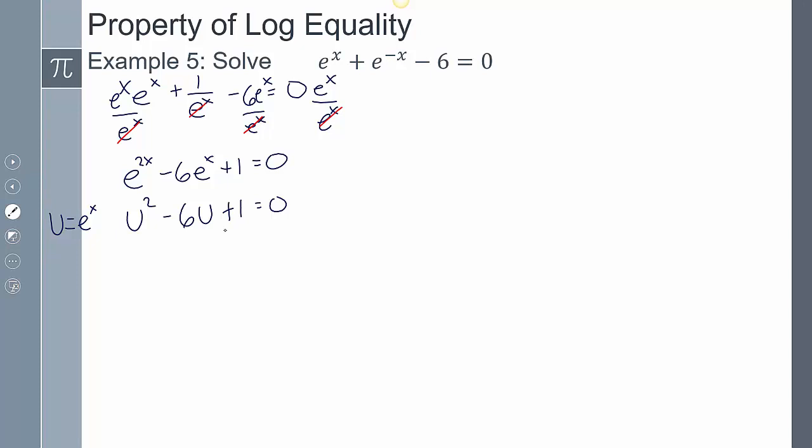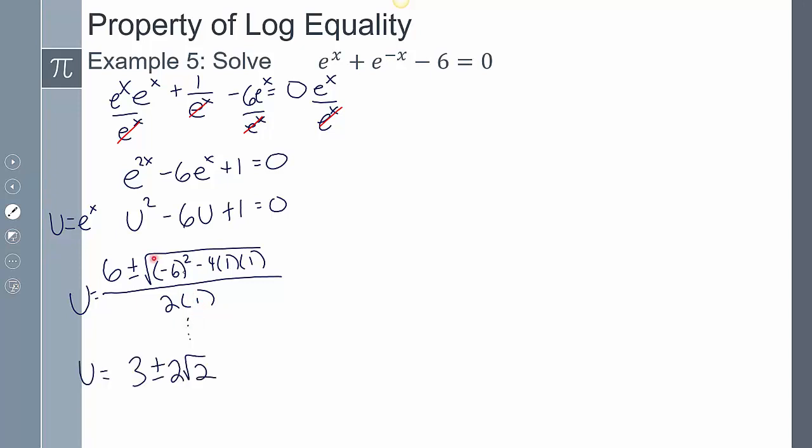Now sadly it doesn't factor. If it did factor, it'd be so much nicer, but it doesn't. So instead I have to use the quadratic formula. So I have to do negative b plus or minus the square root of b squared minus 4 times my a times my c, all over 2 times a. And so I get this statement here. Now I want to simplify this. If I simplify this, it's going to turn into 3 plus or minus 2 root 2. But I'm not trying to find u.